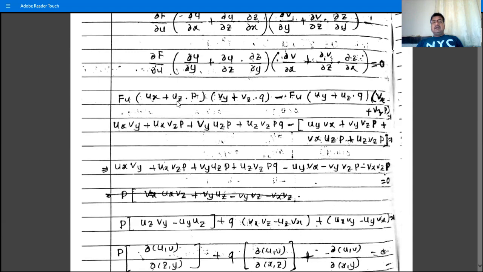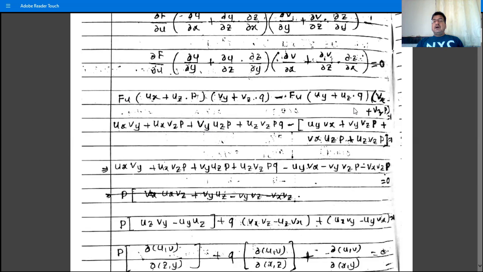We have a total of four terms: u_x v_y, right? Then u_x v_z q. So in the place of p, write q, then u_z v_y p, then u_z v_z pq, and cancel this f_u throughout. Then the multiplication of these two brackets, again we have four terms but with a negative sign, so write in bracket that v_y.